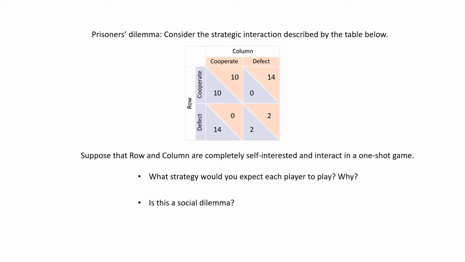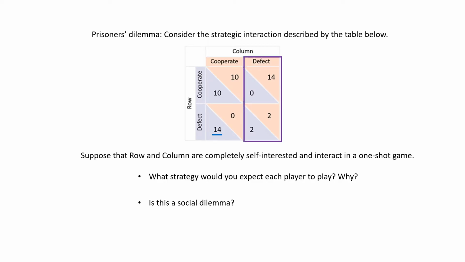First, I like to look at the column player and fix a specific strategy that the column player plays. So in this case, let's look at the strategy cooperate. Fix the strategy that column plays as cooperate and see how row would respond to that fixed strategy. In this case, row would pick defect because the payoff of 10 when he plays cooperate is less than the payoff of 14 when he plays defect. So I like to underline the strategy that the row player would play given that column plays cooperate.